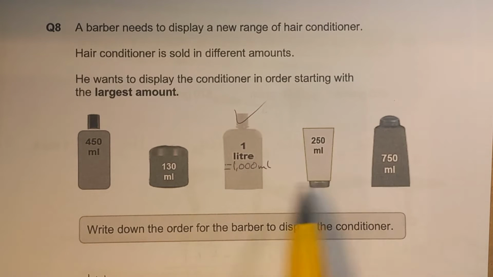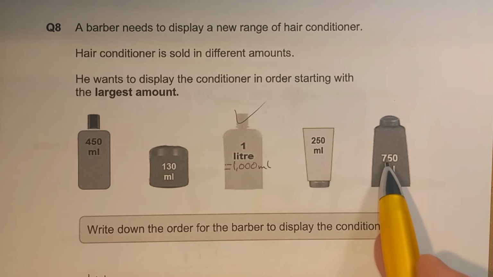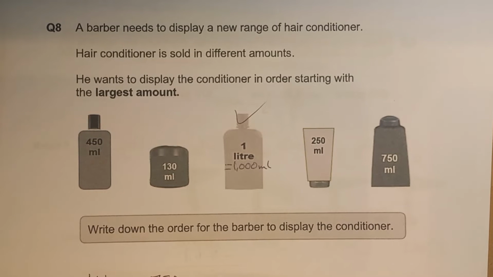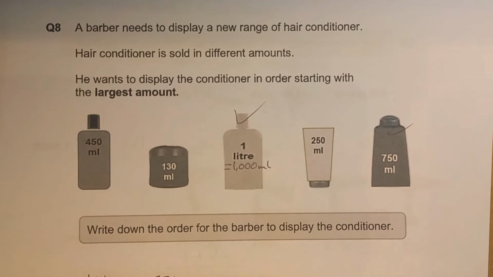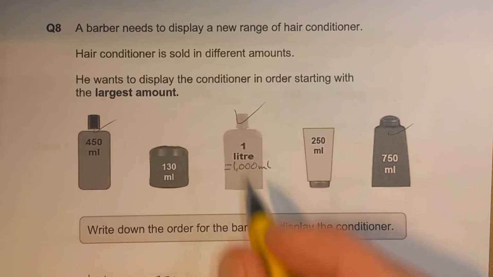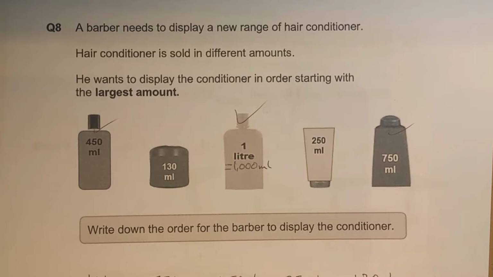Which one's next? Well, we've got 400 and something, 100 and something, 200 and something, and 700 and something. Well, 7's bigger than 2, 1 and 4, so it's going to be the 750. That one's done. Then 4's bigger than 1 and 2, so it'll be 450 millilitres. And then we've got 250, which is going to be bigger than 130. And there we go.